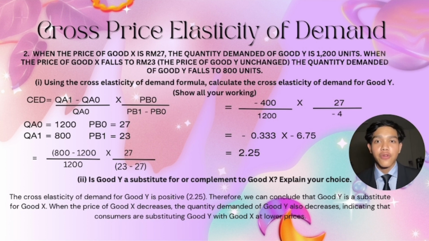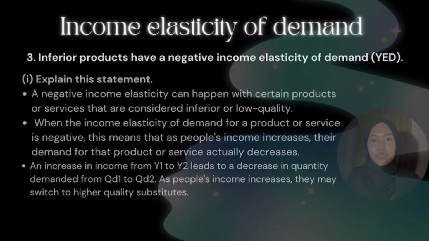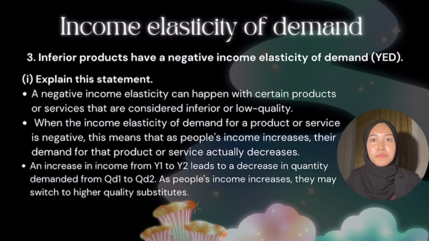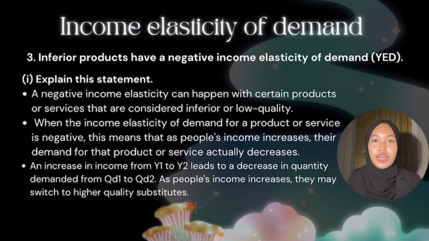When the price of good X decreases, the quantity demanded of good Y also decreases, indicating that consumers are substituting good Y with good X at the lower price. Thank you. I will be continuing with question 3. Income elasticity of demand. First question, explain this statement.